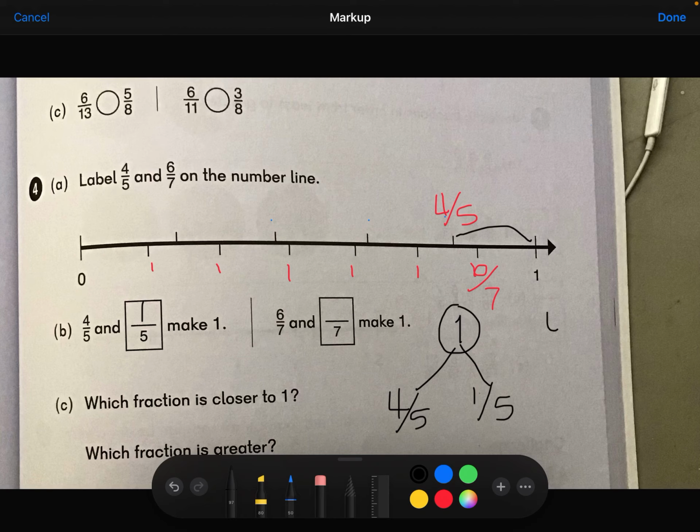6/7 and blank sevenths make 1 whole. So again, 1 whole, and we already have 6/7. How much are we missing? Well, if we look, we're only missing one piece out of how many? 1 out of 7. So we're missing 1/7. Which fraction is closer to 1? So we're going back and we're saying, all right, from 4/5 to 1, we can see this giant chunk. And from 6/7 to 1, we have a smaller chunk that's missing. So which fraction is going to be closer? 6/7 is closer. If 6/7 is closer to 1, then which fraction is greater? 6/7.